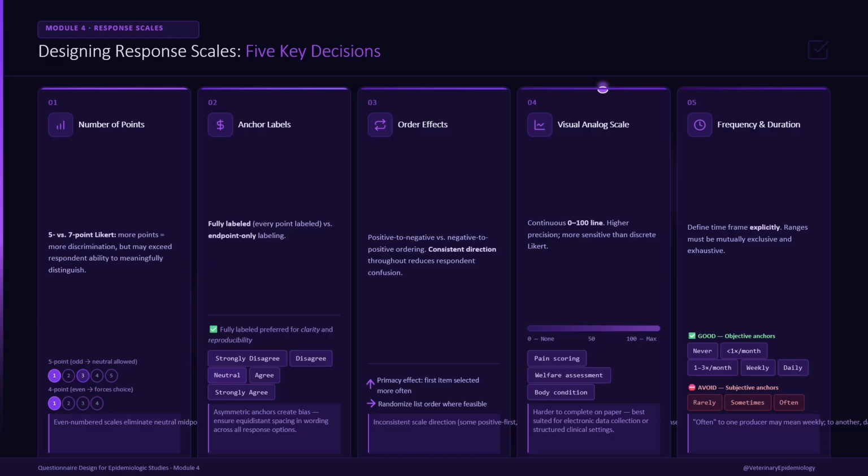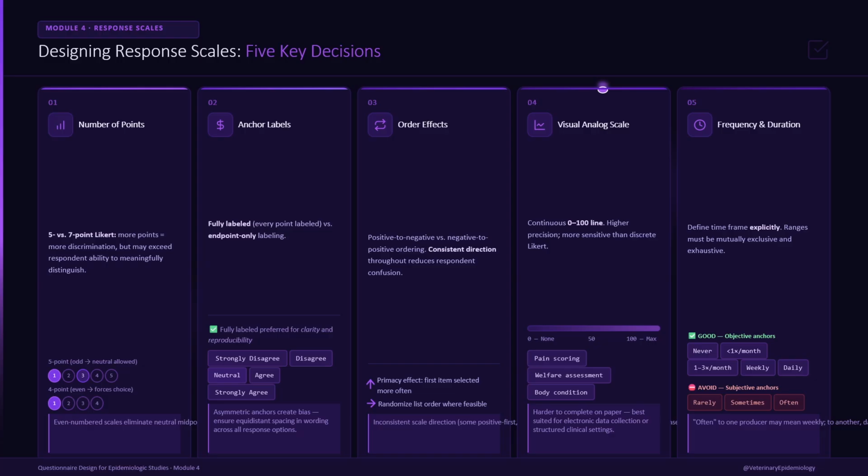Third, order effects. Keep a consistent direction throughout and randomize list order where feasible to counter the primacy effect. Fourth, the visual analog scale. A continuous 0 to 100 line gives higher precision and is widely used for pain scoring in animals.